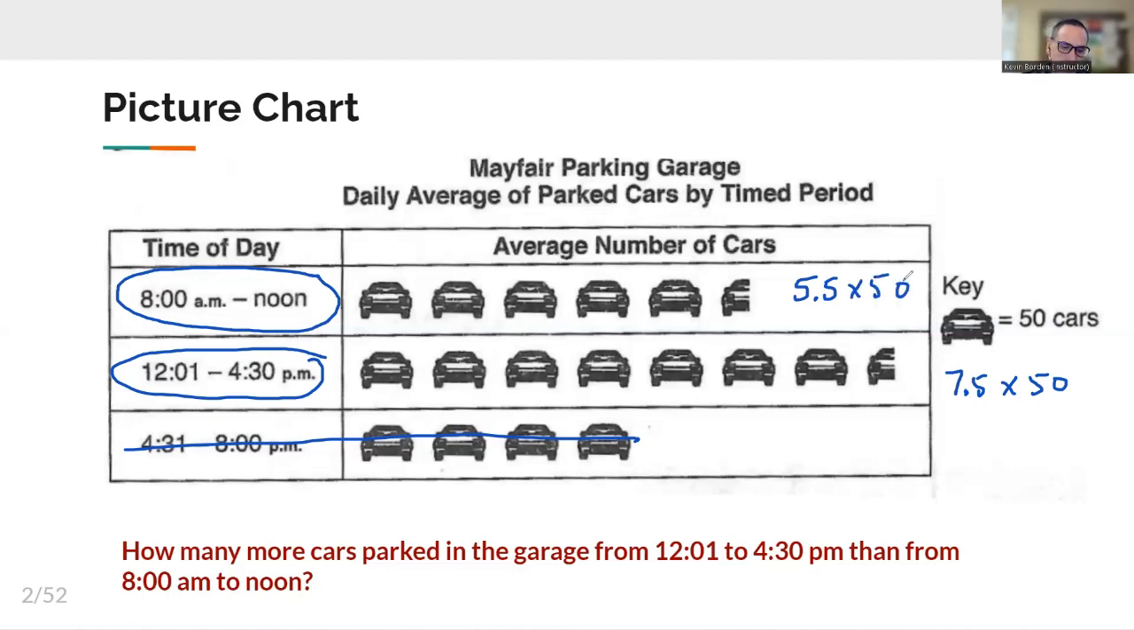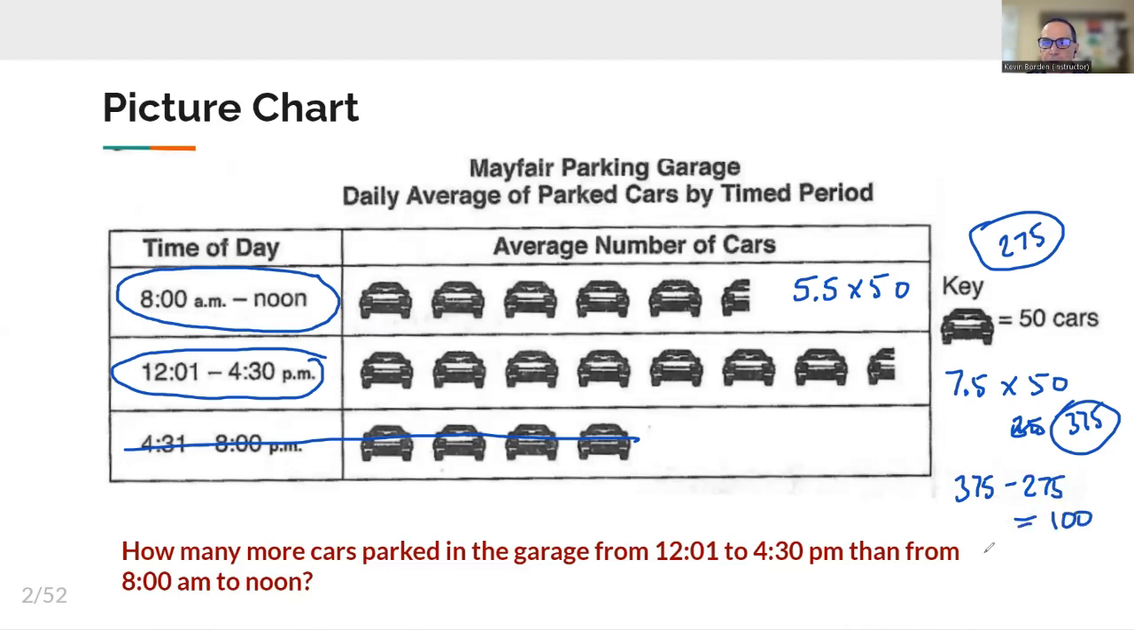So go ahead and work that out with me. 7.5 times 50 is 375 for that larger group. And then for the smaller group, that would be 275. And we get a difference of 375 minus 275, which is 100 cars. 100 more cars parked in this time period than in this time period.